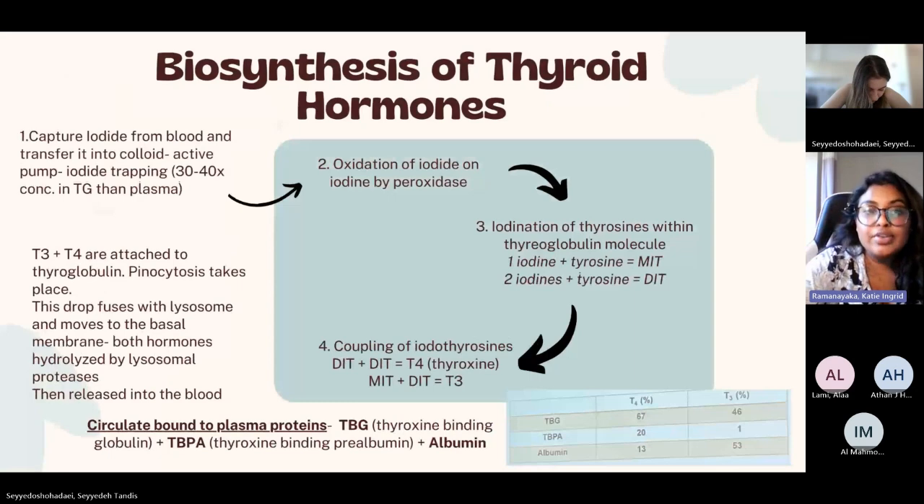About the synthesis of thyroid hormones, it's quite simple. Iodide is needed for this whole process. Iodide is captured from the blood and taken into the colloid. They have some transporters, and this whole part is called iodide trapping. It's a very efficient process because the concentration of iodide within the gland is about 30 to 40 times that in the plasma.